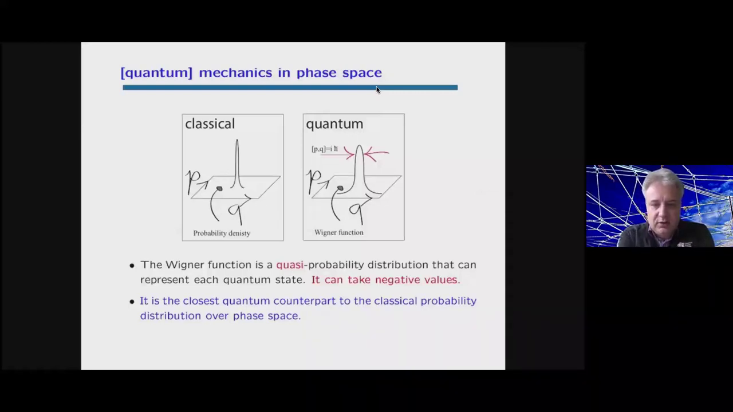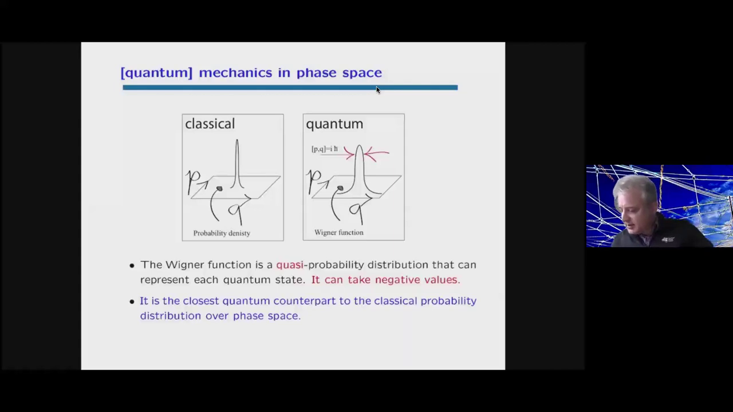The Wigner function is a quasi-probability distribution. So it's basically a probability distribution, except it can take negative values. It is a representation of a quantum state, something that describes quantum states. You can say it is the density matrix expressed in a particular basis. It is real valued, but can take negative values. It is the closest quantum counterpart to the classical probability distribution over phase space.